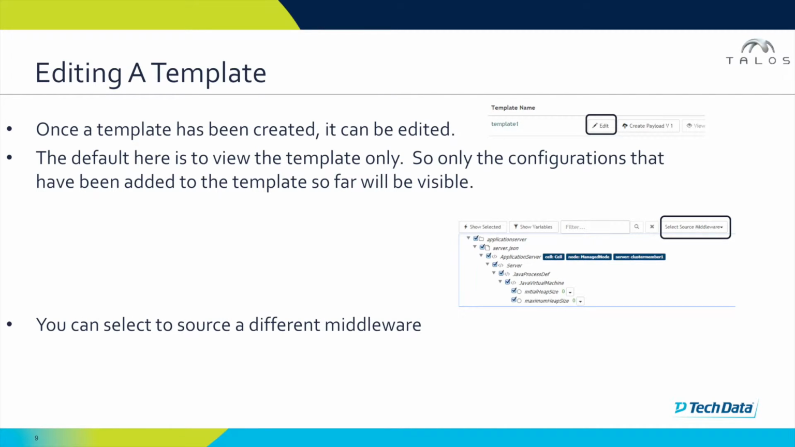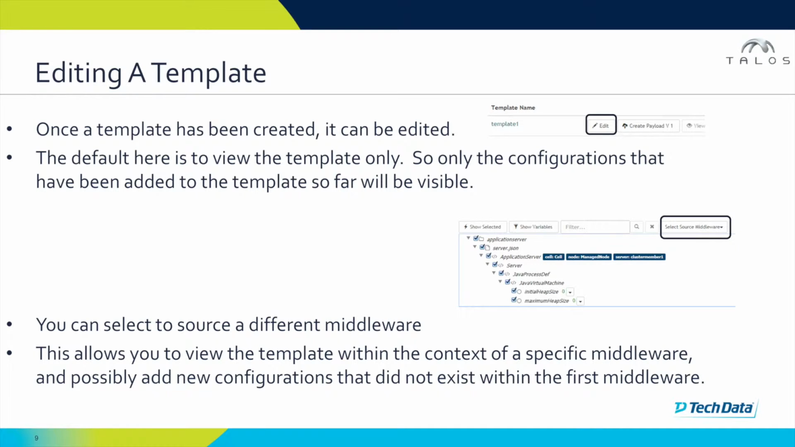You can select to source a different middleware, which will then allow you to view that template within the context of another middleware. So you could view it within the context of dev, and then view it within the context of QA or production. And there might be situations where there are new configurations that didn't exist within dev that do exist perhaps within QA. So you can create your template in dev and then source the middleware from QA and add those extra configurations that didn't exist.